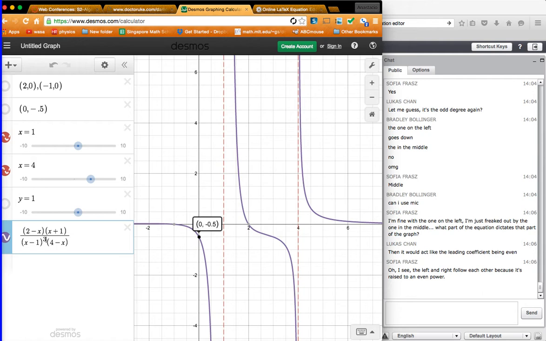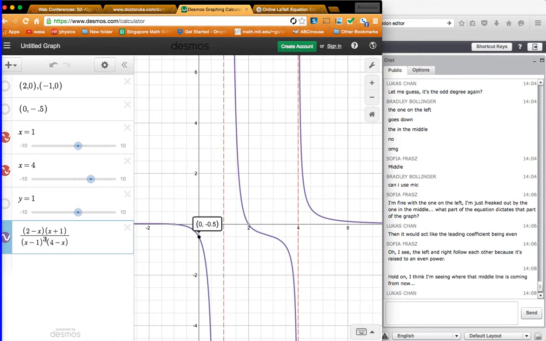The horizontal asymptote changed, right? And your y-intercept actually stayed the same. But anyway.